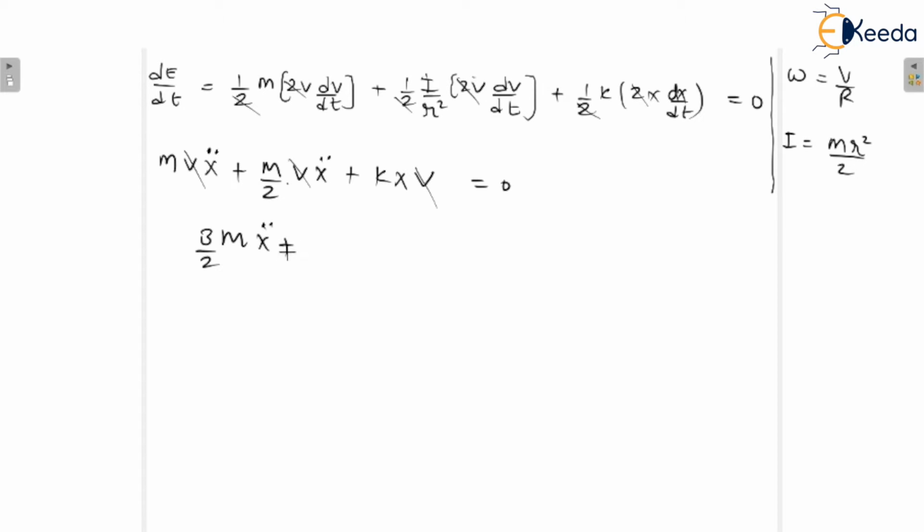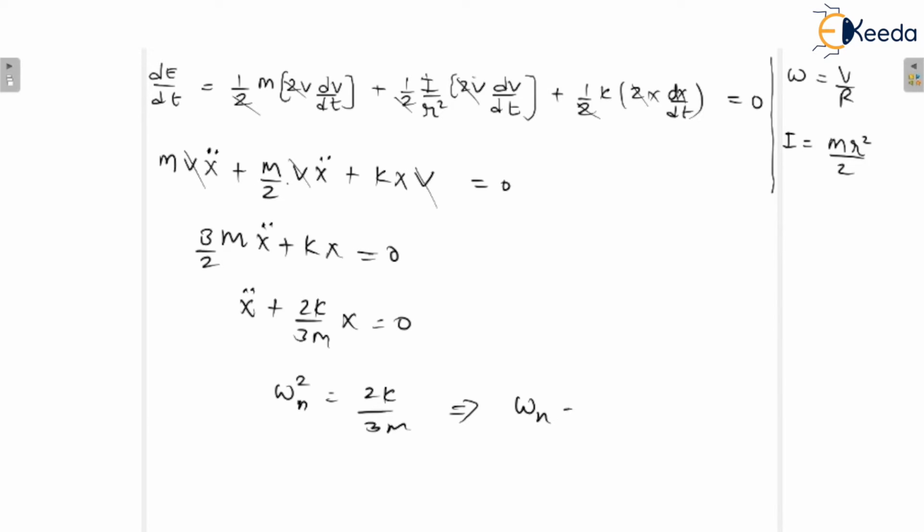x double dot plus kx is equal to 0. When you rearrange these equations, it becomes x double dot plus 2k upon 3m x is equal to 0. When you compare this with the equation of natural vibrations, you can see that this term is omega n square, that means 2k upon 3m. From here you can get the value of omega n, under root of 2k upon 3m.